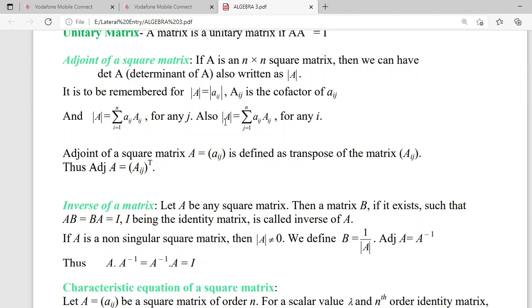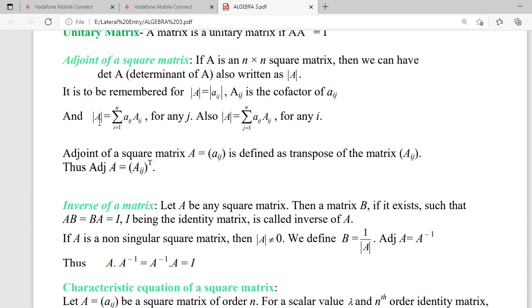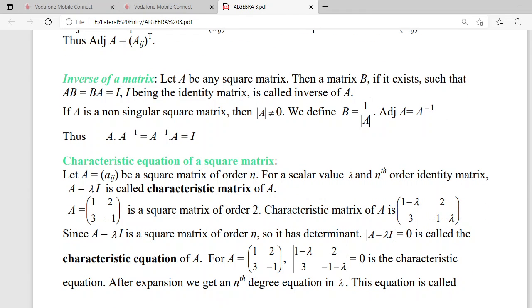And A into adjoint of A, you can see, is equal to the determinant of A. So the inverse of a matrix can be found with the help of this: we divide by the determinant of A, and this is the inverse of the matrix. So A inverse is equal to 1 by determinant A into adjoint of A.